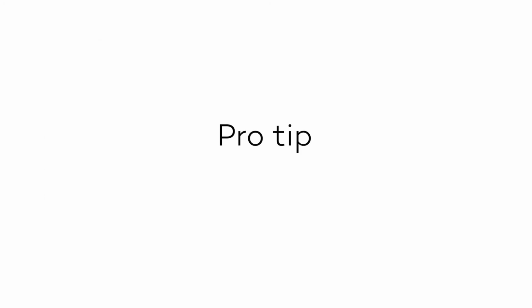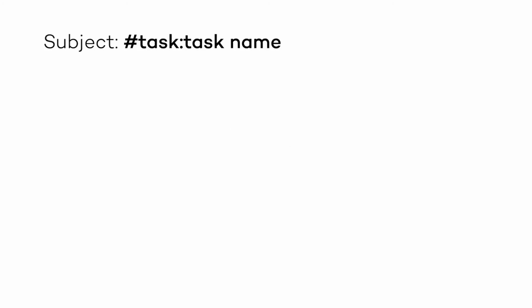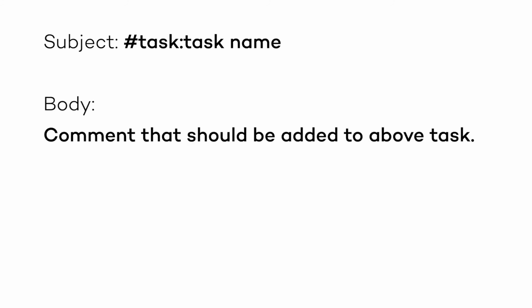Pro tip. As usual, we'll wrap this part up with a special tip. It's also possible to add a comment to an existing task via email. In the subject line, write a hashtag, task, colon, and follow it with the task name. Then, type your comment in the body of the message and send the email to your personal Nosebee email address.